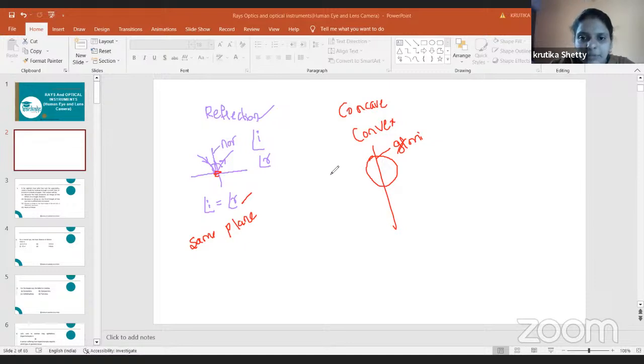The reflecting surface is the front part of the mirror that you look at. If the reflecting surface is towards the center of the sphere, if the center of the sphere and the reflecting surface face each other, then it is called a concave mirror. If the reflecting surface is away from the center of the sphere, then it is called a convex mirror. So we have two types of curved mirrors here, the concave mirror and the convex mirror. Concave mirror curved inward, convex mirror curved outward. You can consider a spoon.